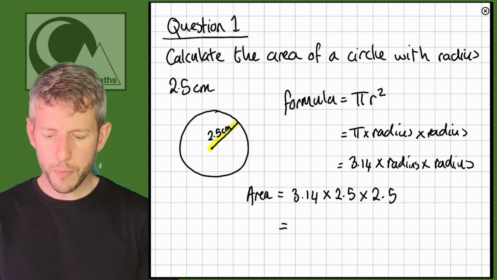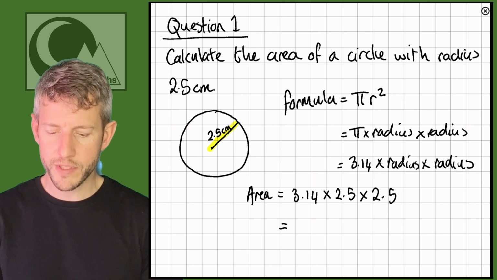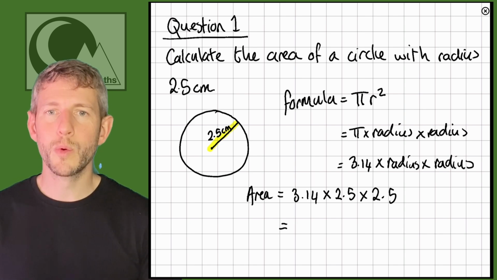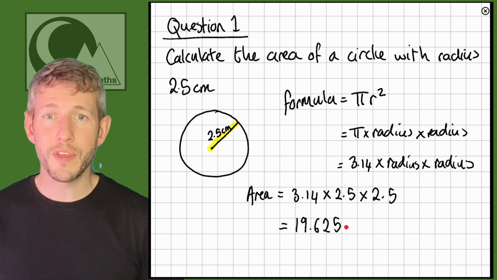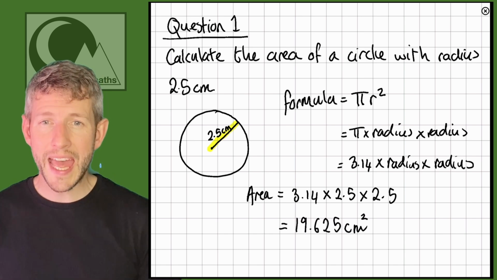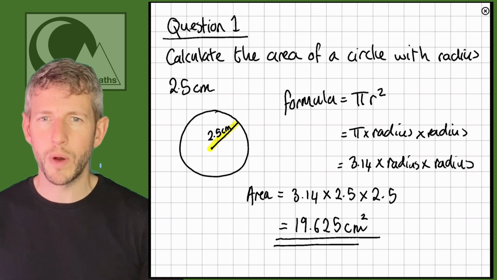I'm going to type that into my calculator to see what I get. We've got 3.14 times 2.5 times 2.5, and that is equal to 19.625. The units for this question were centimetres, so the area is going to be centimetres squared.